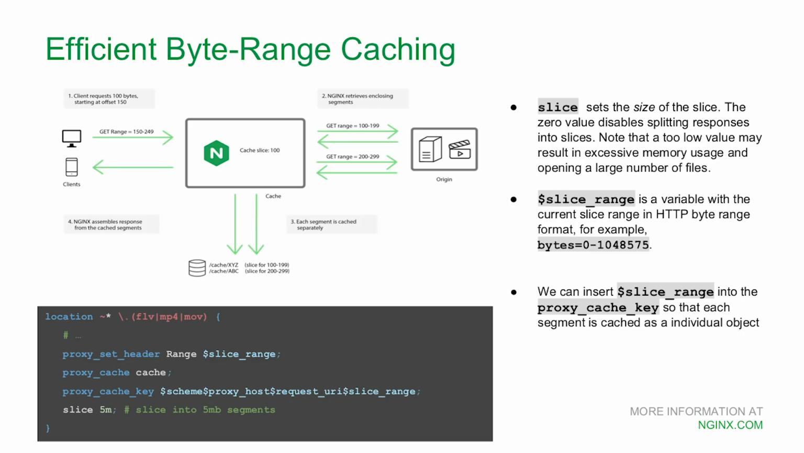Another really great feature in NGINX is the ability to do byte range caching. This feature, in a nutshell, means that you can cache slices or small segments of an overall file as opposed to the large file itself. The typical use case would be large media content, such as PDFs, or more commonly streaming or large videos.